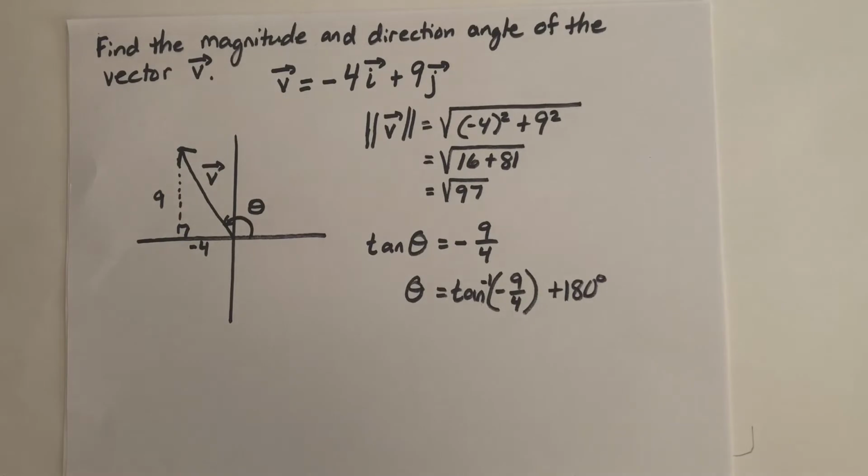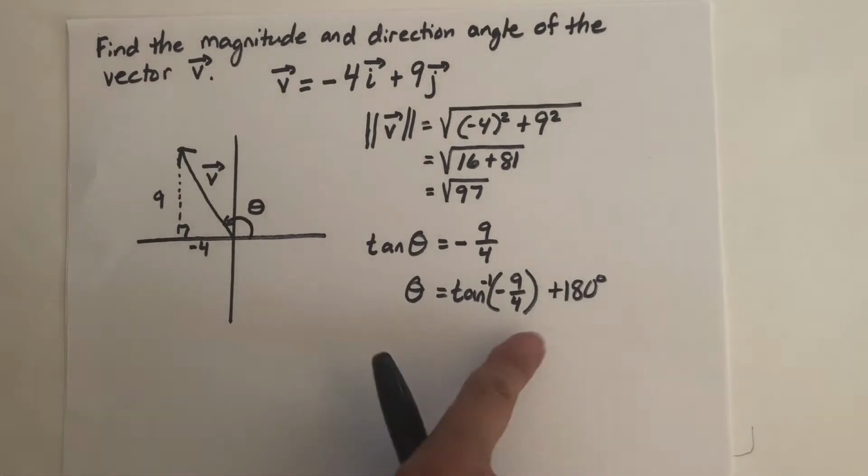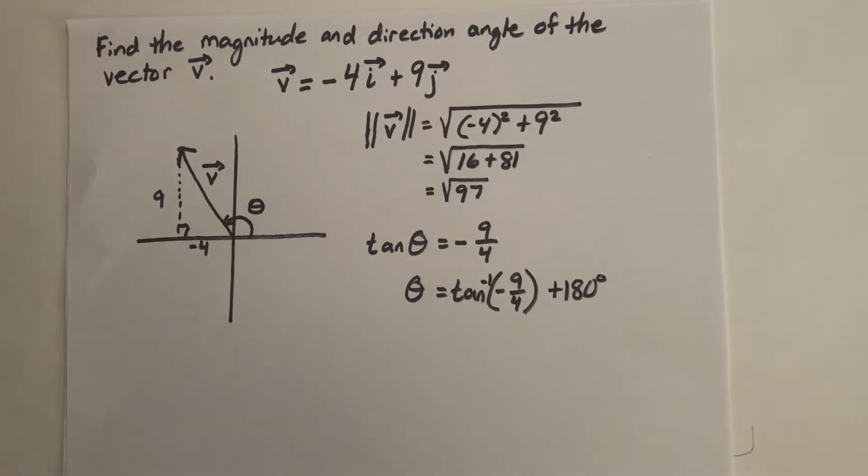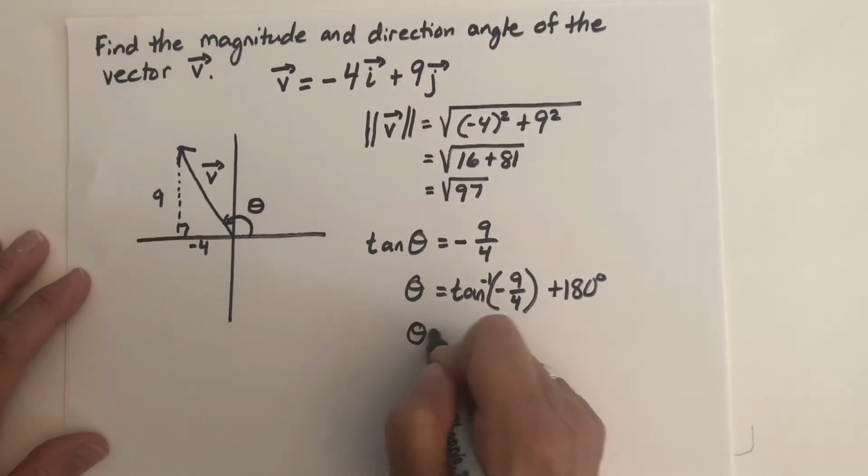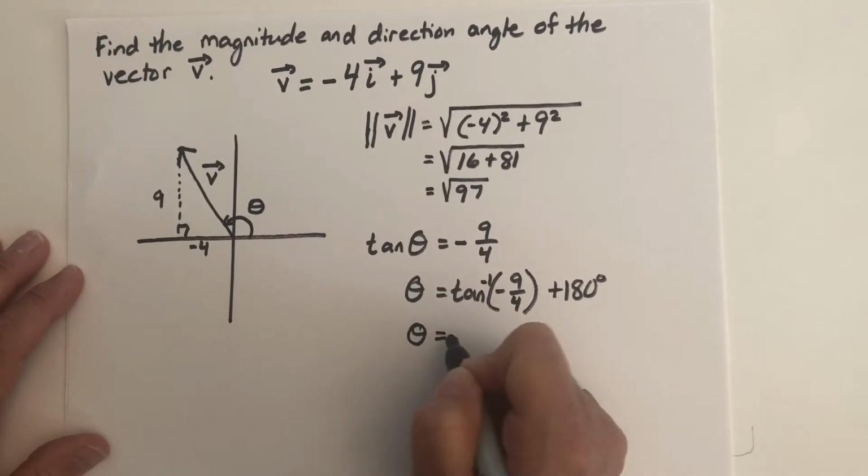So if we take the inverse tangent, make sure you're in degree mode since we're working in degrees now. Inverse tangent of -9/4 and add 180 degrees to the nearest tenth of a degree. Let's see, what do we have?